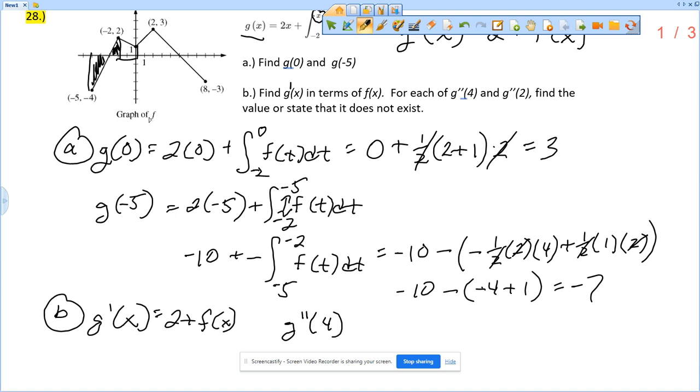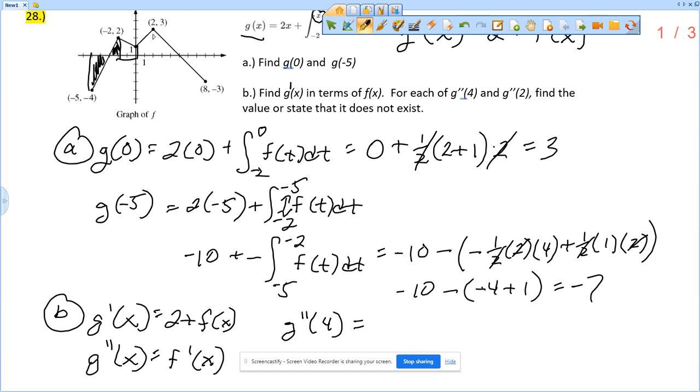Well, if this is a graph of f, but f is 2 plus, f is, I apologize, g prime is 2 plus f. So basically, this graph is f, which is close to g prime. So we just have to actually shift this graph up 2, right? So g double prime of 4. Well, if I'm taking the derivative of 2 plus f, well, that would just be the derivative. So g double prime of x would be the derivative of 2, which is 0, plus the derivative of f, which is f prime. And so g double prime is really just the derivative of this graph, right?